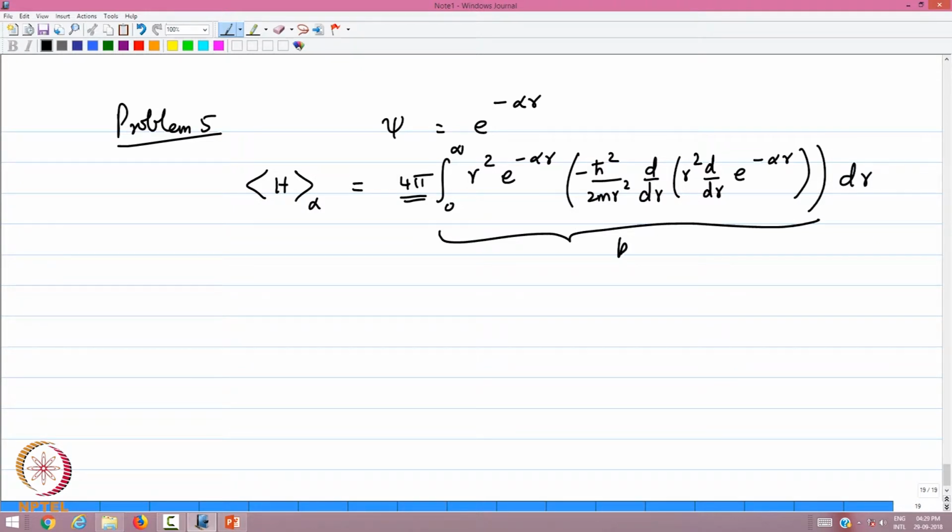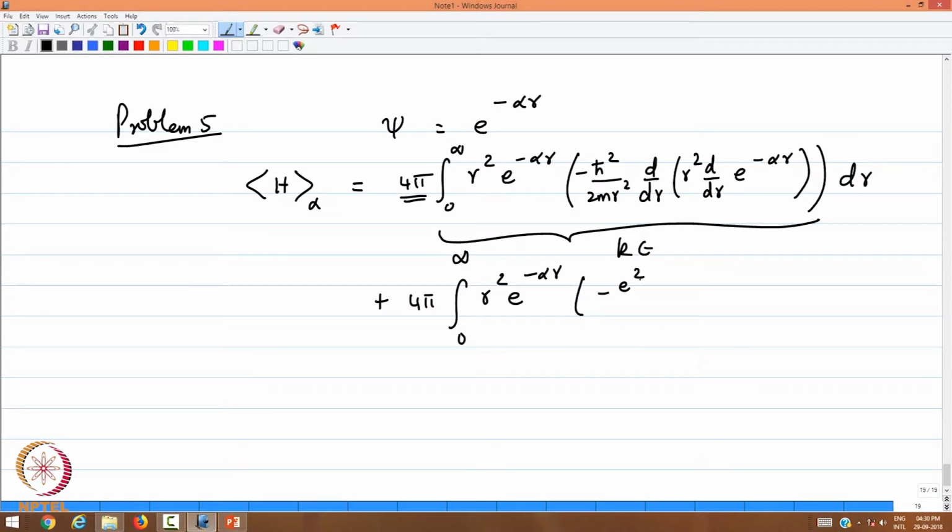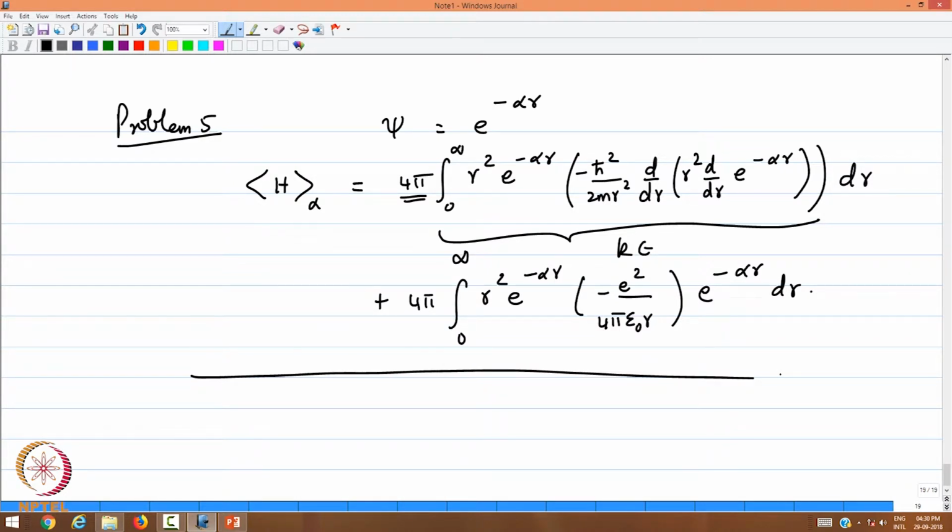This is for the kinetic energy, and a corresponding term that you have to calculate is 4 pi, 0 to infinity r square e to the minus alpha r times minus e square by 4 pi epsilon naught r e to the minus alpha r dr. Okay. This is the expectation value for the energy E using the Hamiltonian and the wave function, the exponential minus alpha r. Therefore, this is a function of alpha.